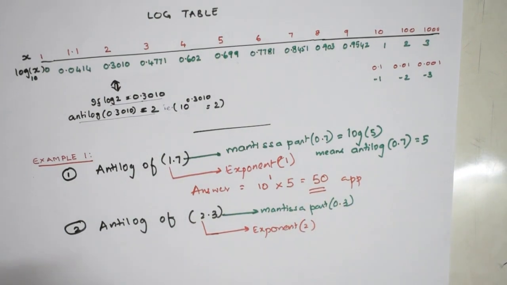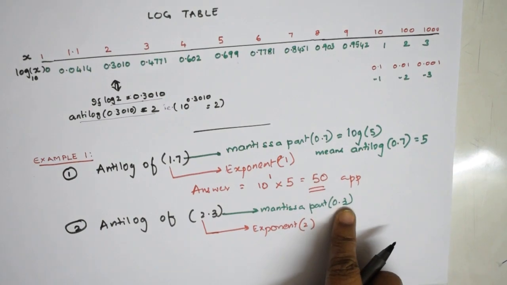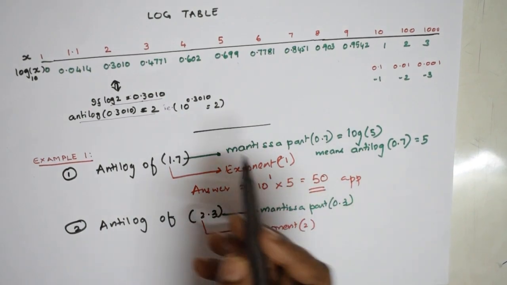So here, let's see. In the mantissa part 0.3, now when I compare with the table, where is this 0.3 value lying? Here.